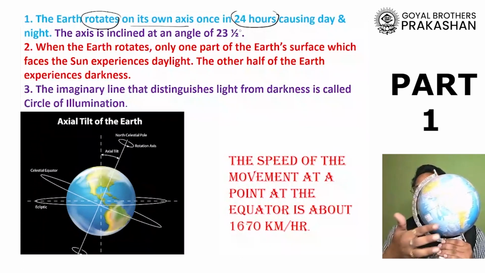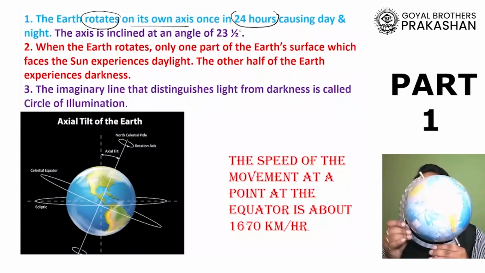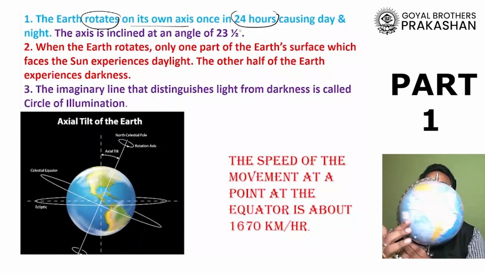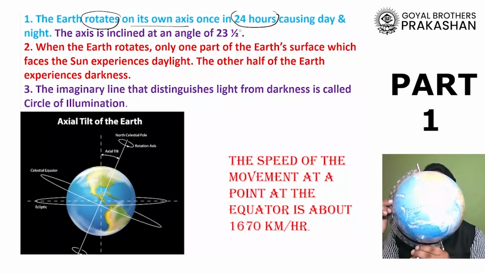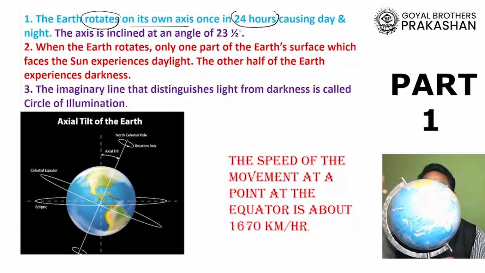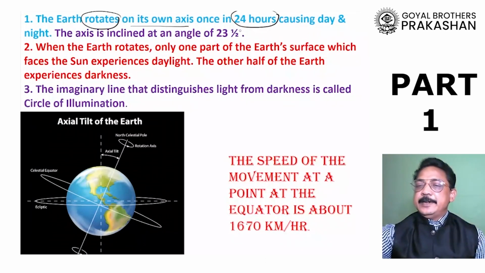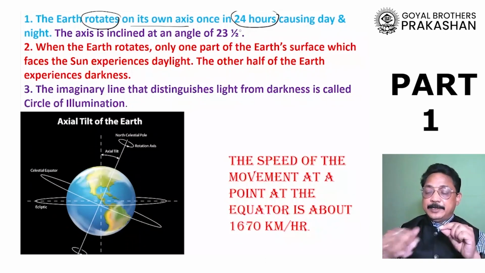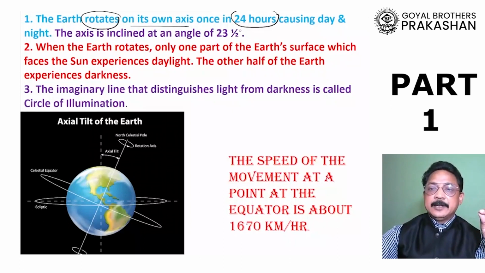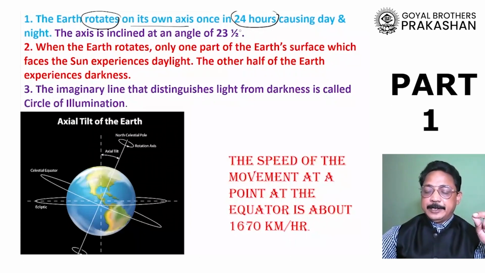So Earth's axis is not straight. Earth doesn't move straight this way, but it is tilted like this. This tilted axis of the Earth has tilted by 23 and a half degrees. Please understand this one, dear student.